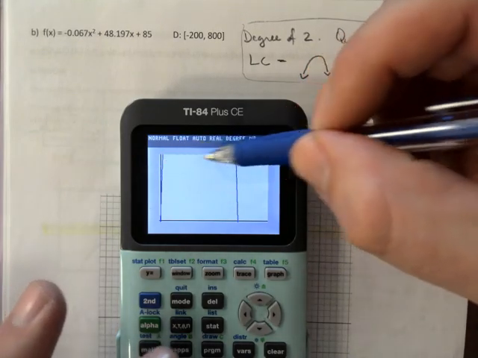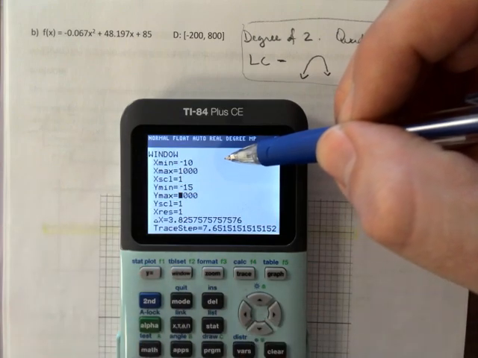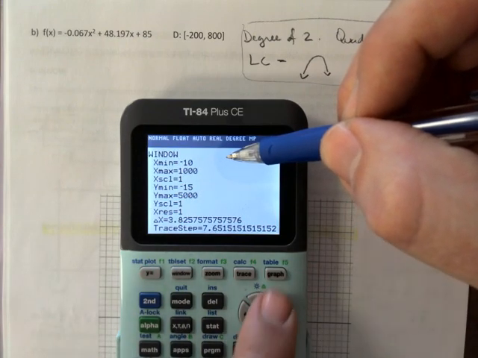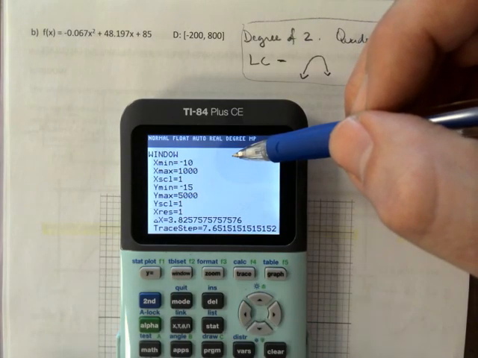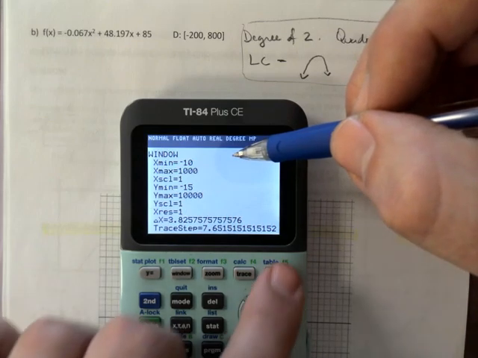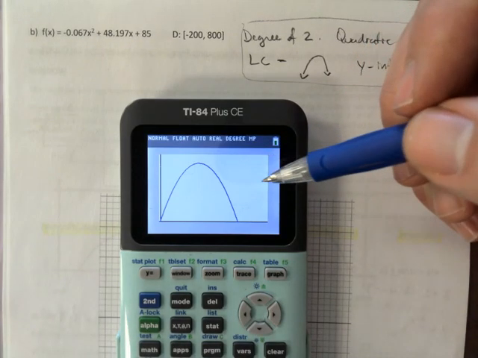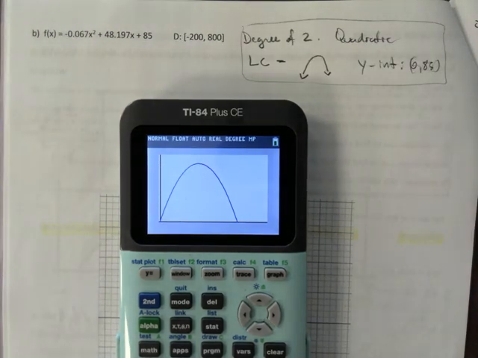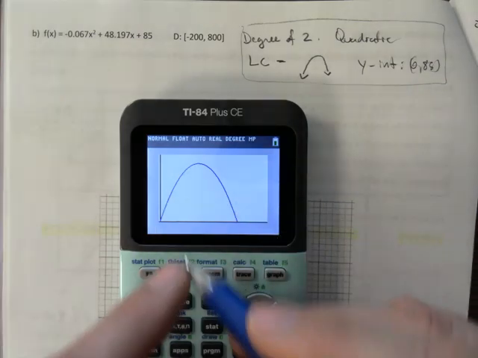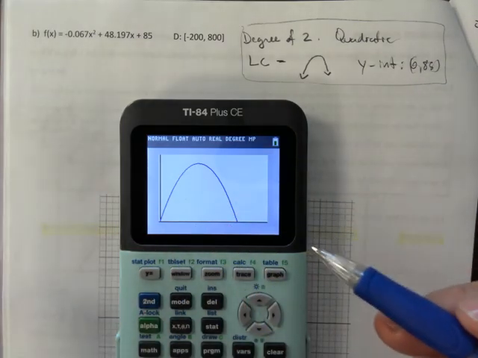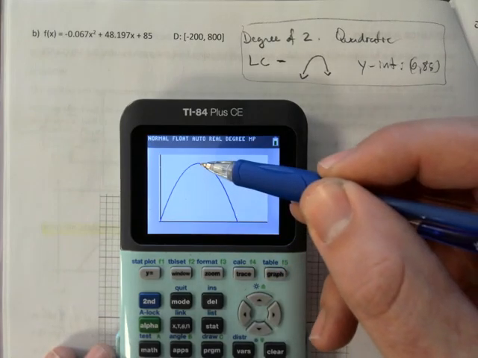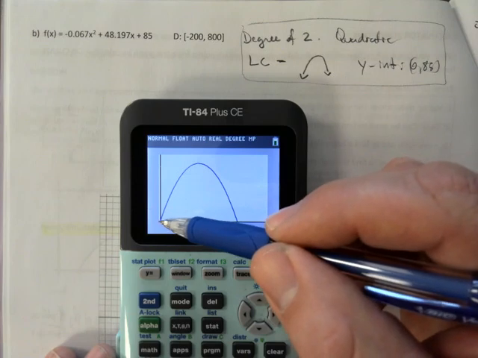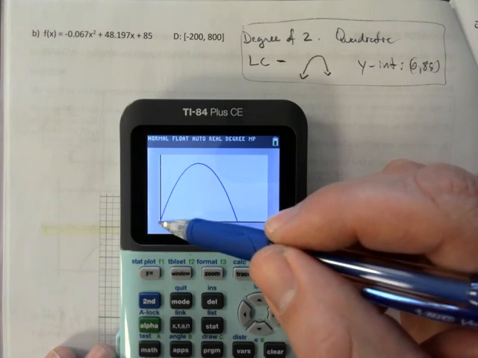Now I'm going to increase my y max a bit more. Anybody tried it already? I'm going to go 5,000 here. Go big or go home. 10,000? There we go. 10,000 works. So a lot of graph window, graph window, graph window until you find something that works. How do you know this is a good window? You see the x-intercepts, you see the vertex, and the y-intercepts as well.